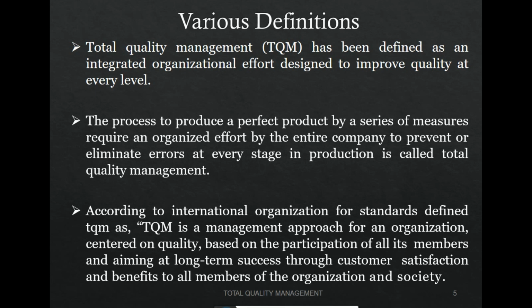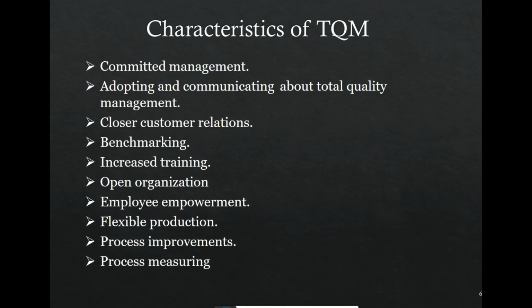If in the organization all of its members are integrated to work for good quality and customer satisfaction, it means the employees would be satisfied, and the internal and external customers would be satisfied, and it would improve the reputation of the organization and of society. Here are some characteristics of total quality management. If total quality management has been implemented in an organization, how do you know that it has been implemented?